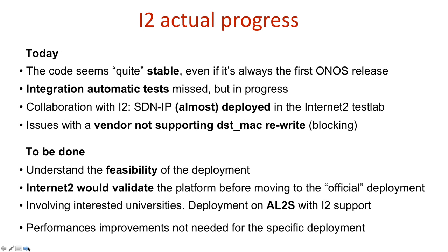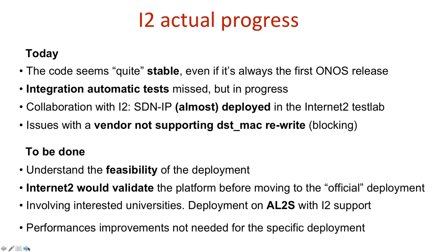So here is the actual progress. It seems from the first tests that SDN-IP is pretty stable, which is quite good for a first release. Of course, there's lots of work to do. There are the integration tests. Some of them are there, some of them are not. Of course, this is not what we want. So this is considered a priority, especially because we need to do a deployment, right? So I believe that integration tests are a basic thing if we want to deploy it properly.